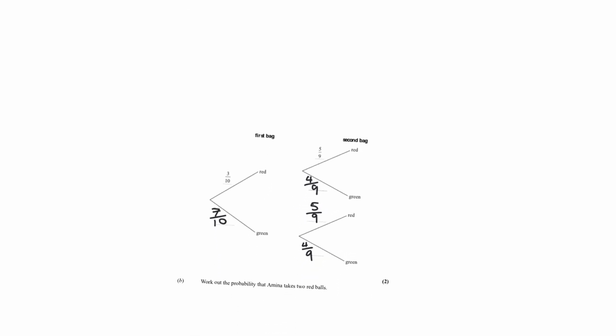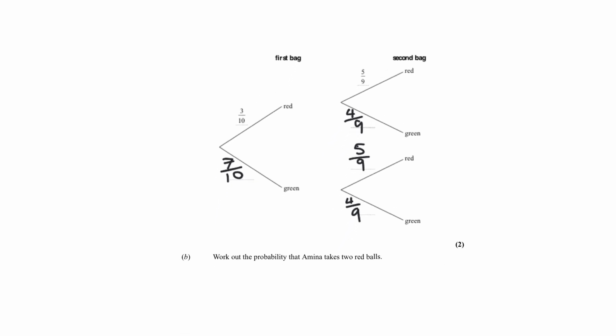4 out of 9. However, one thing to note here is that it says that she takes a ball from the first bag, and then it says that she takes a random ball. Okay, yeah, that's that bit complete. Then, moving on, it wants us to work out the probability that Amina takes 2 red balls out of the bags.